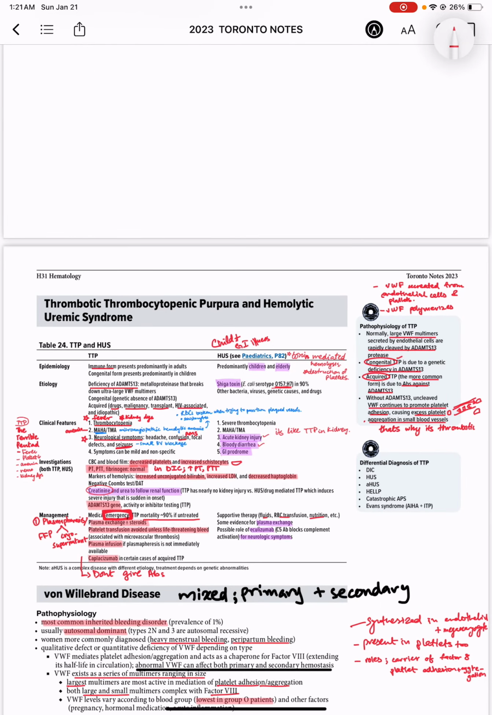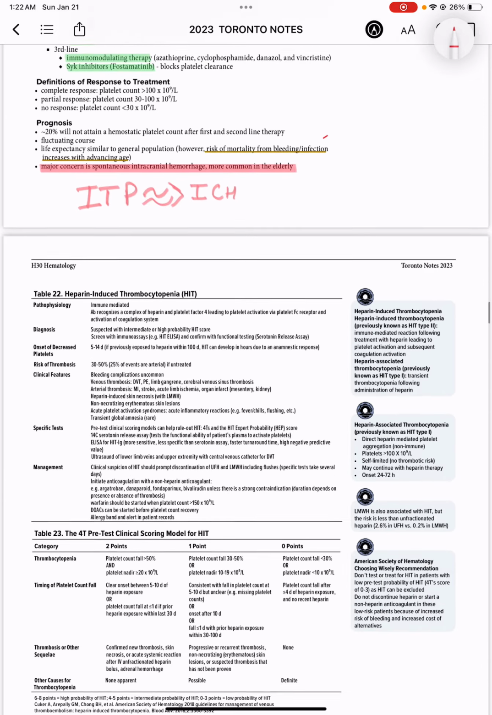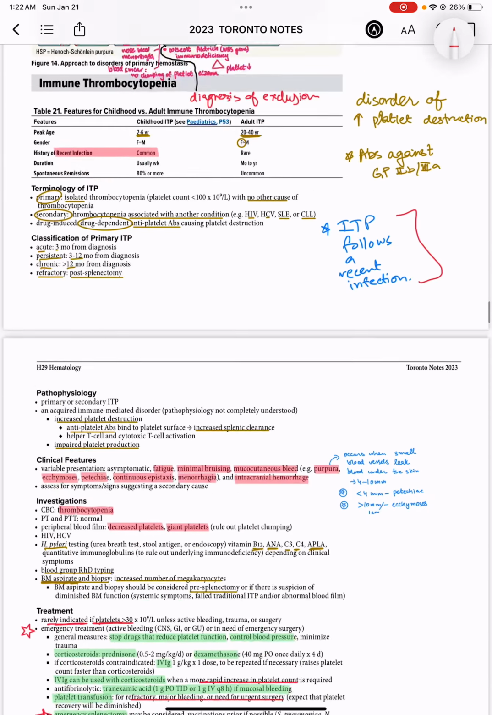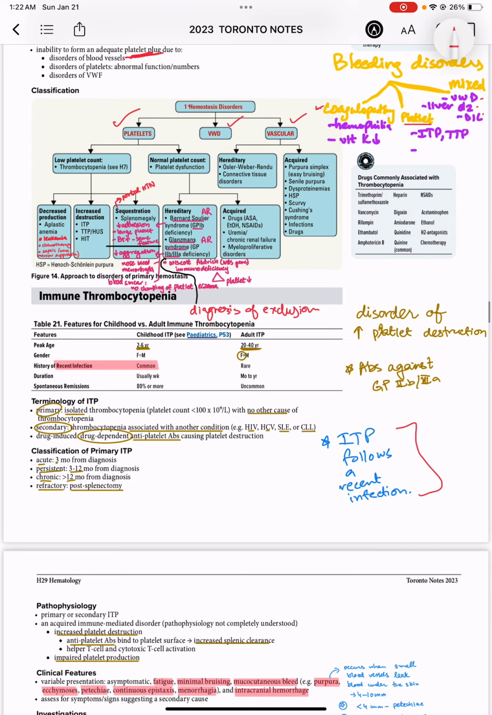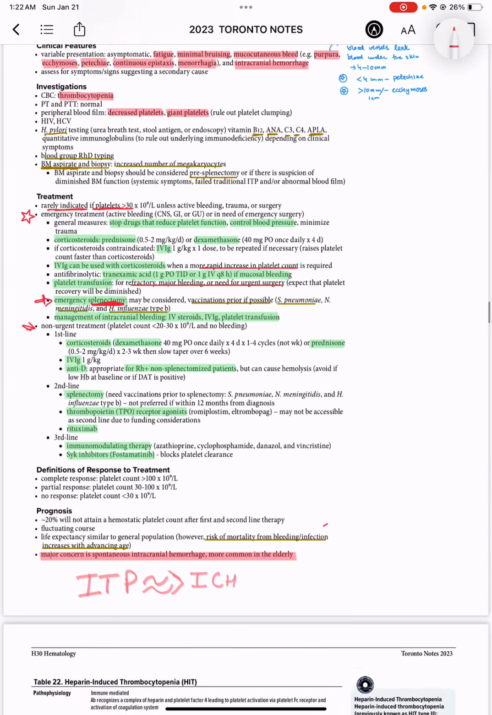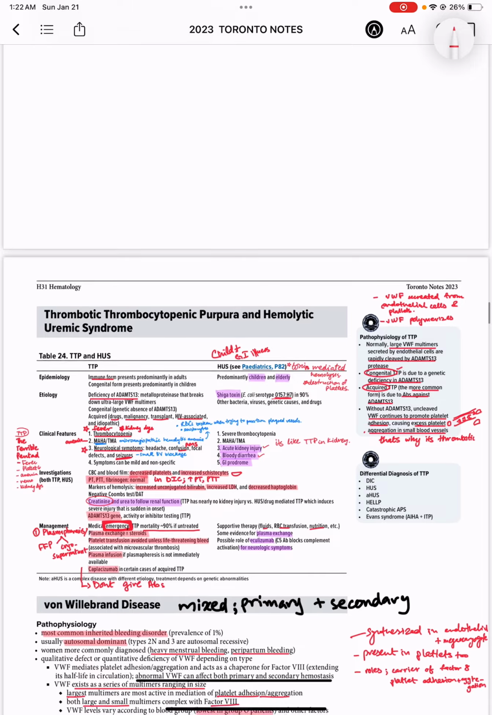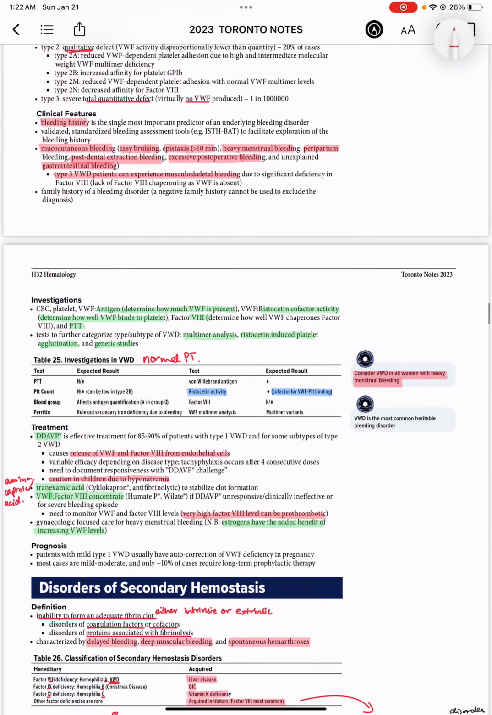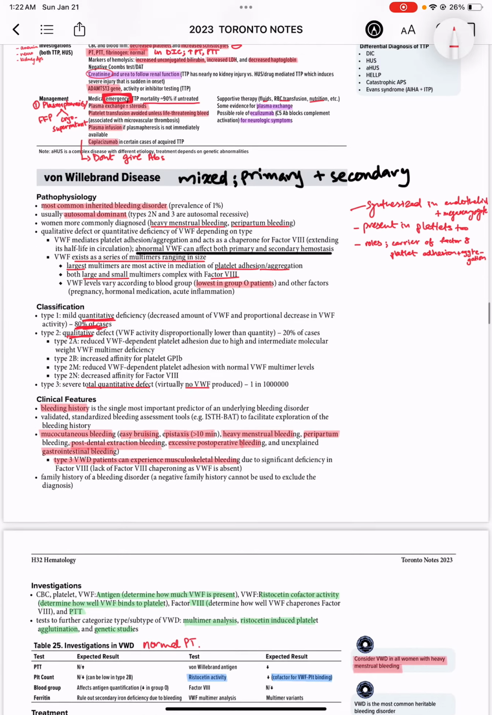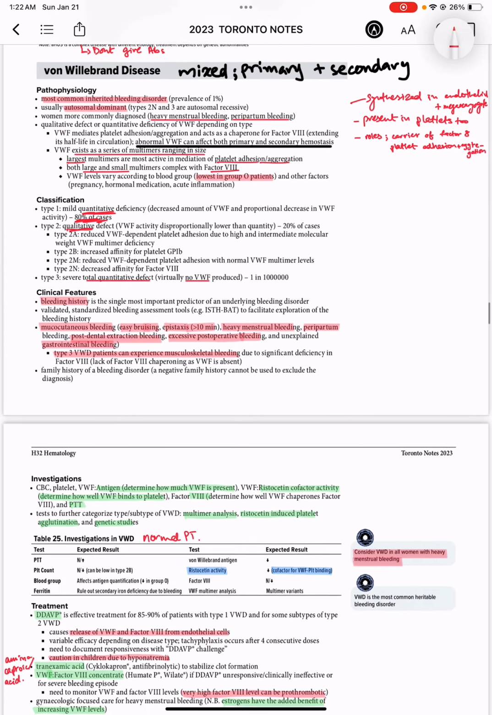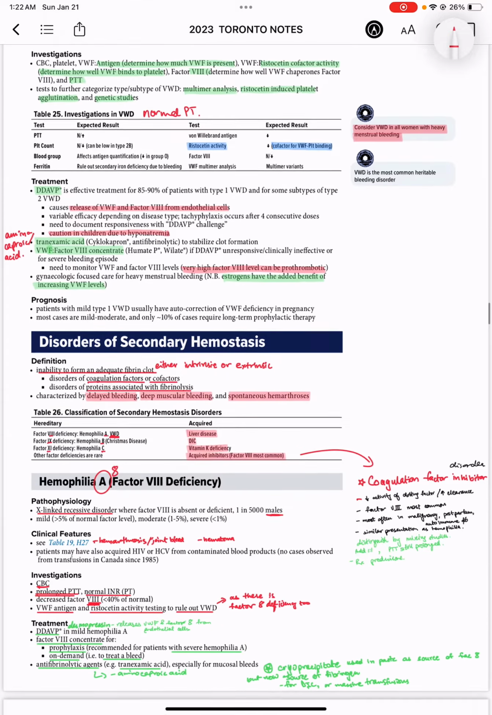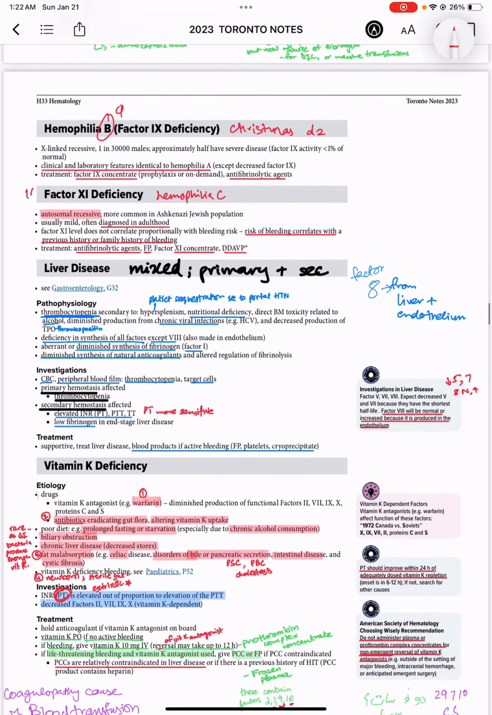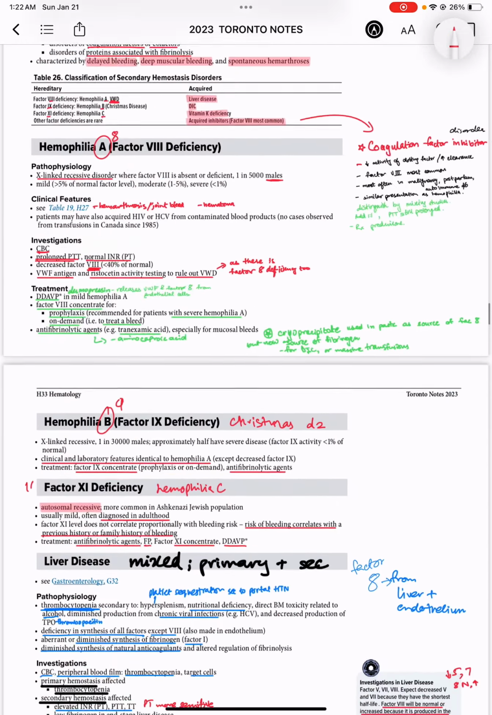Okay, so these are the primary hemostasis problems, ITP and TTP and HUS. And I read one mixed too, which was DIC. Now I'm going to go and do von Willebrand disease, which is mixed too. After that, we'll have some secondary hemostasis problems.